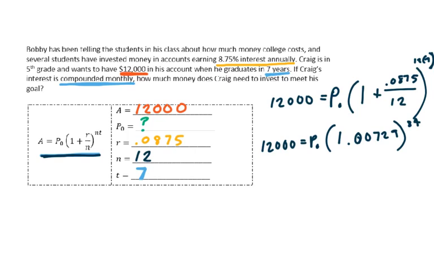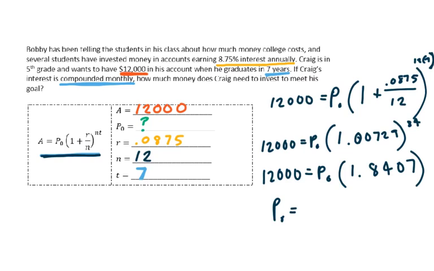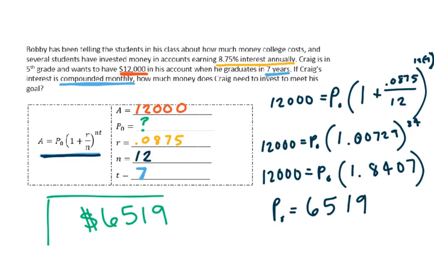And finally, we're going to simplify this one more time. We get 12,000 equals P times 1.8407. Then we divide both sides by 1.8407 and we get P is equal to about $6,519. So this problem tells us that Craig needs to invest around $6,519 today if he wants to have $12,000 in his account in 7 years.